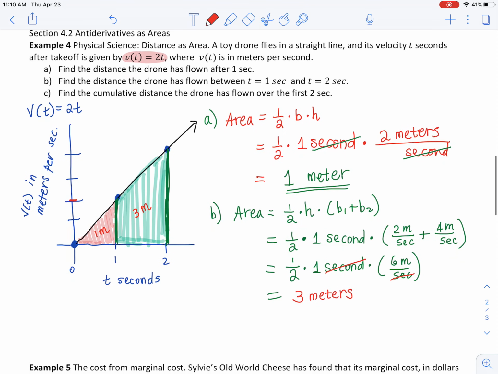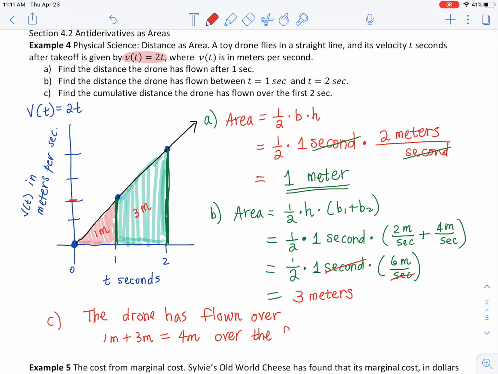So we got that the area under this graph from 1 to 2 is going to be 3 meters. So I got this one to be 3 meters. And this one, the first one, came out to be 1 meter, right? Now let's look at the very last one. C. Find the cumulative distance the drone has flown over the first 2 seconds. We really don't need to redo this all over again, right? So we know in between 0 and 1, it went 1 meter. And in between 1 and 2, it went how many meters? 3 meters.